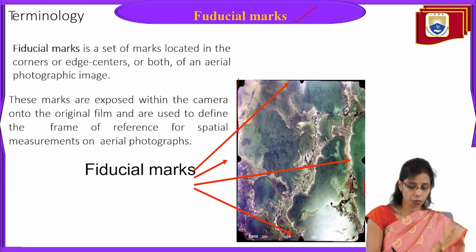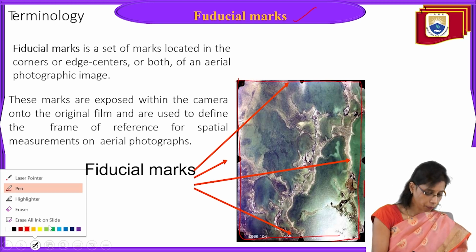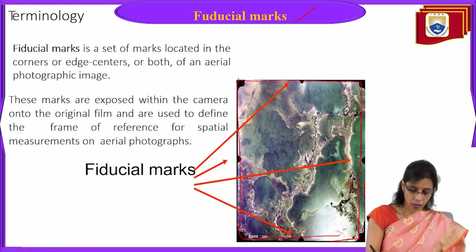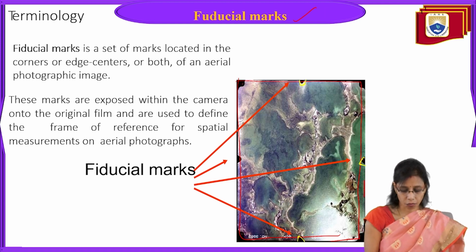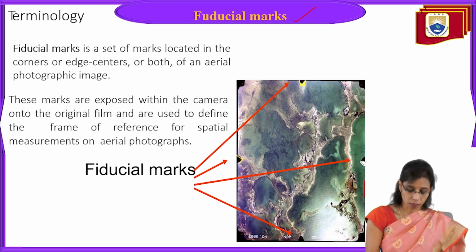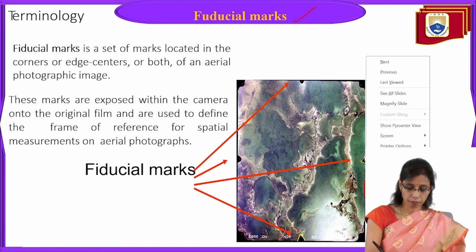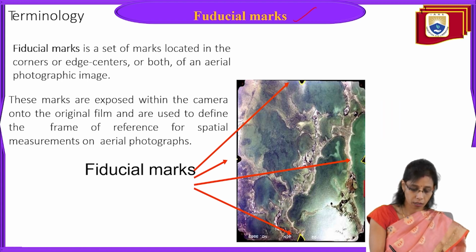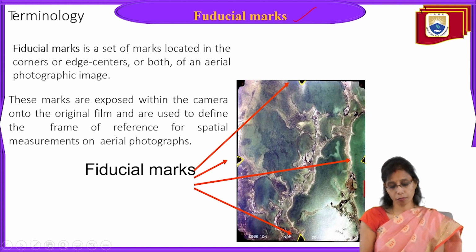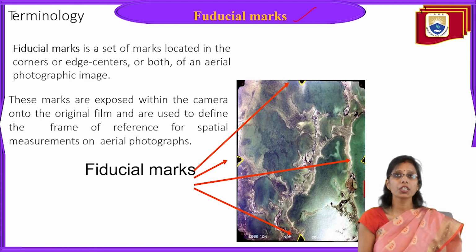So this is one aerial photo. You can see here there are marks on the corner, on the side, and at the center of the photo. These are the marks you can see here. Mark 1. You can see there is a V-shaped mark here. So this kind of mark is called a fiducial mark.